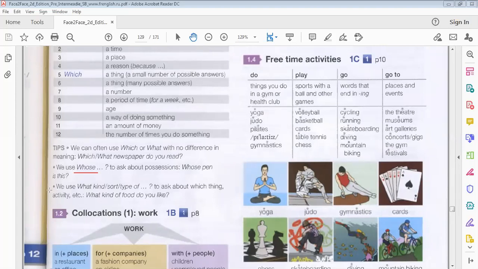We use what kind or what sort of or what type of to ask about which thing, activity, etc. do you like? Okay. So I think this one is kind of obvious. What kind of food do you like? So if you're asking about a type or you want something a little specific, you can always ask what kind. What kind of cars do you like? What sort of food do you prefer? What kind of sport would you like to play? Yes, that's correct. What kind of sport do you like to play?